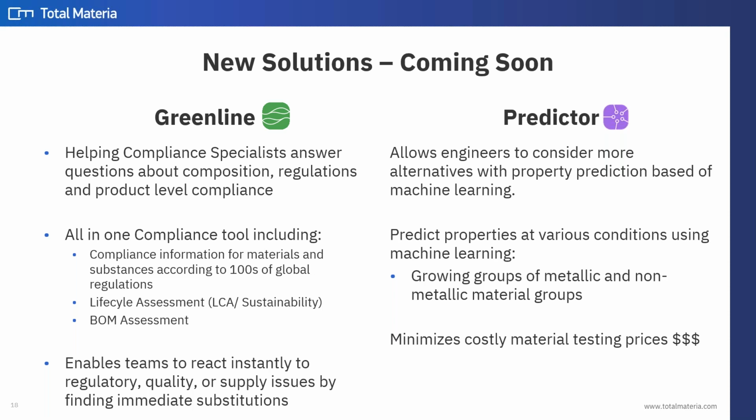And as you know, a topic of conversation that has been circulating around is that many different companies are trying to minimize material testing and going into FEA, which is great. But if you don't have that data to do your analysis, then you would have to go through all these costly material testing procedures. But with Predictor, you'll be able to predict those different properties.